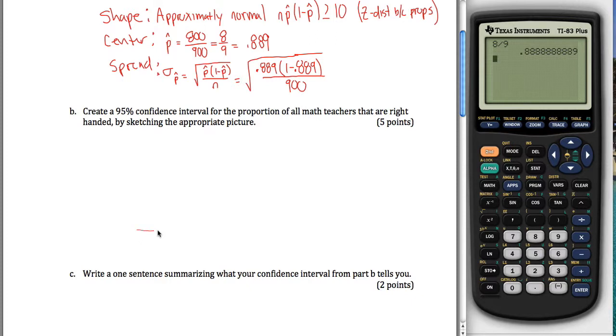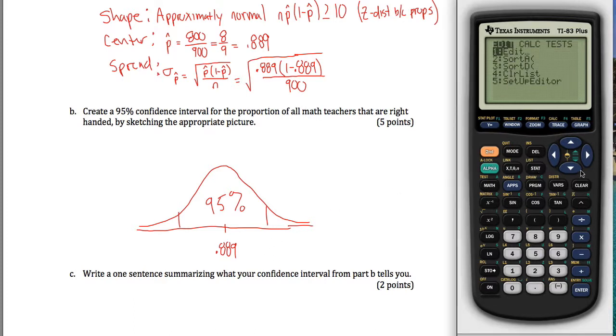Create a 95% confidence interval. Sure. Shoot. Let me try that again. Still not great, but good enough. Here's my approximately normal distribution. I want a 95% confidence interval. Note the shape is approximately normal. The center is at 0.889. And I've got to figure out this value and this value.